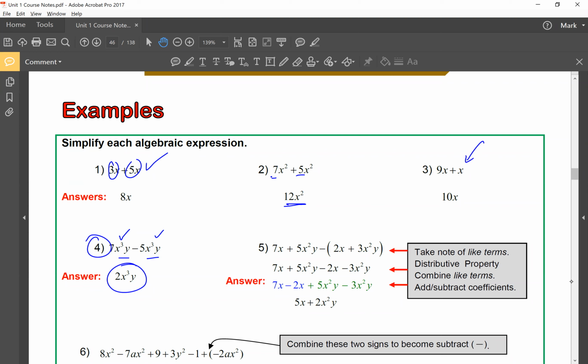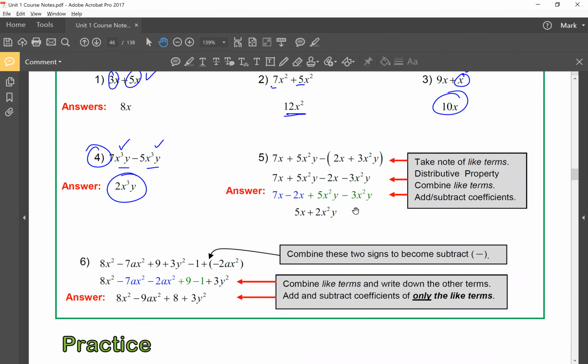This is a 1x. If you just ever see a variable by itself, like an x or a y, or even a y squared, if you don't see anything in front of it, it's a 1. So this would be 10. Pretty easy. Now, of course, 5 and 6 get a little bit more challenging.